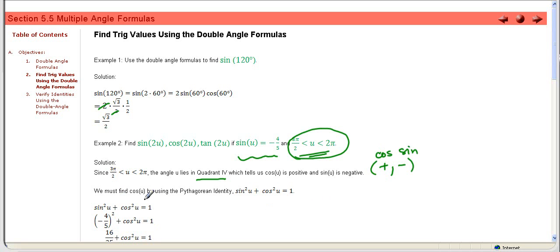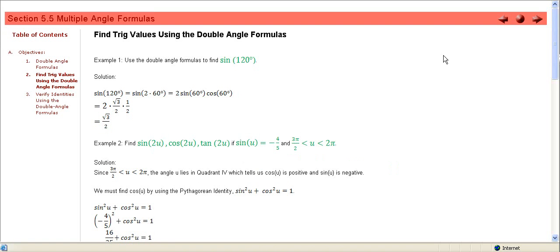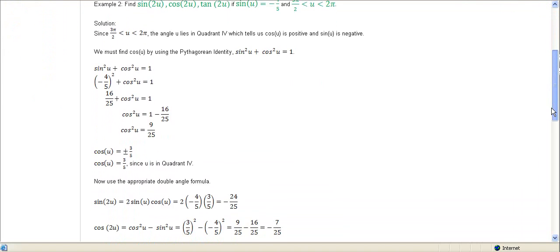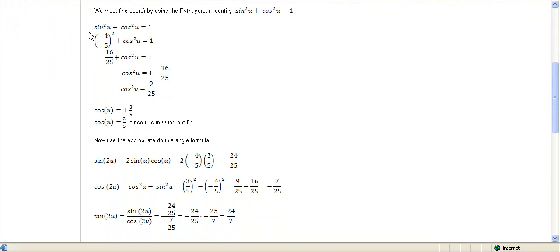So we've got to find, first off, cosine u by using the Pythagorean identity, sine squared u plus cosine squared u equals 1. And we've done that part many times over. So if we plug in there, we would get sine squared u plus cosine squared u equals 1. Plugging in the information that we were given, which is sine u is negative 4/5, we can square that and get 16/25 plus cosine squared u equals 1.